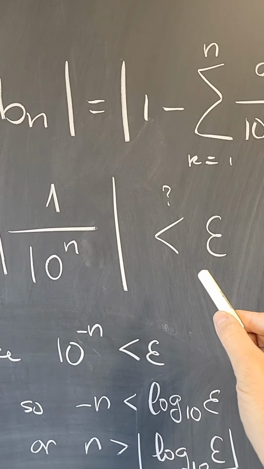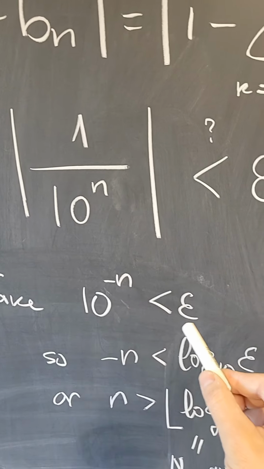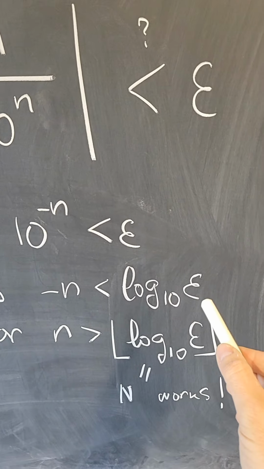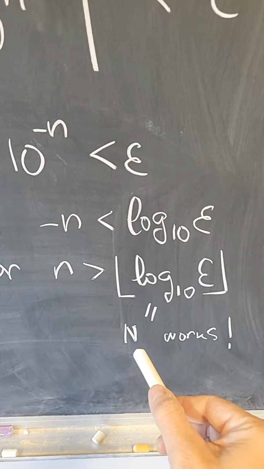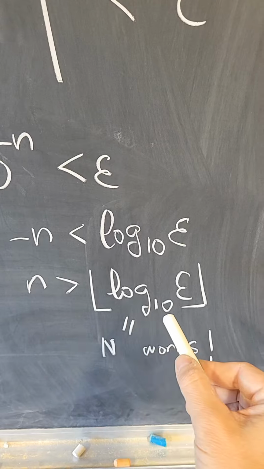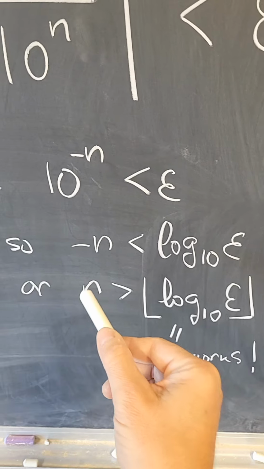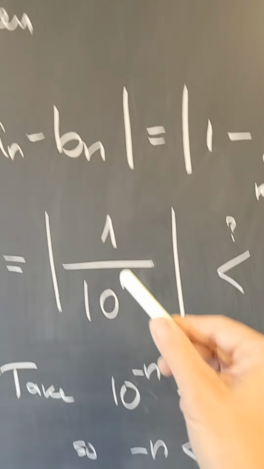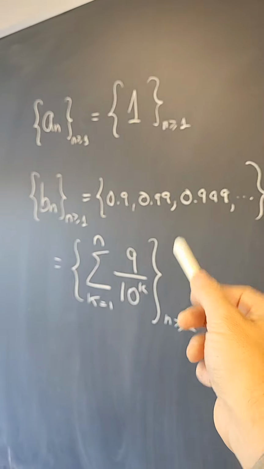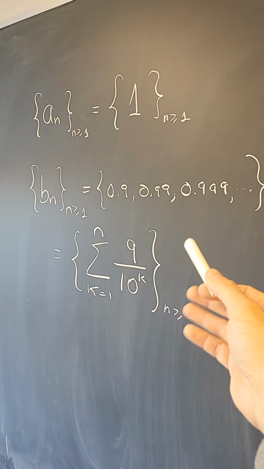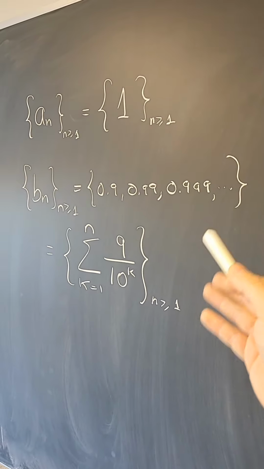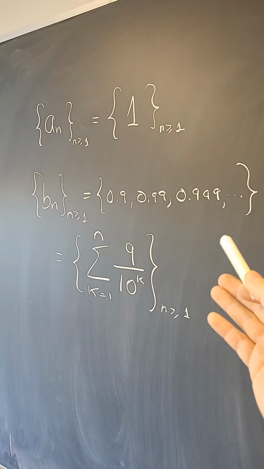And we want that to be less than epsilon, so 10 to the minus n is less than epsilon, when minus n is less than the logarithm in base 10 of epsilon. So if we take capital N to be the greatest integer below the logarithm in base 10 of epsilon, then for n bigger than that, we do have that a_n minus b_n is less than epsilon, and therefore those sequences are Cauchy equivalent, and therefore 1 and 0.9 periodic are the same real number from the point of view of Cauchy sequences.